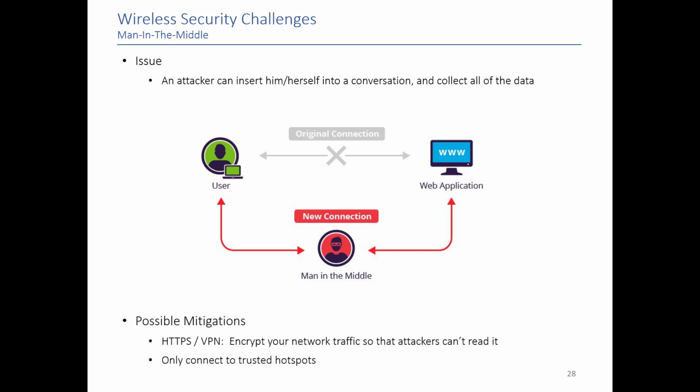The mitigations for this are pretty straightforward. Again, that secure communications channel will help prevent the man in the middle from being able to get any information, even if he can inject himself in there. And again, just connecting to trusted hotspots goes a long way.